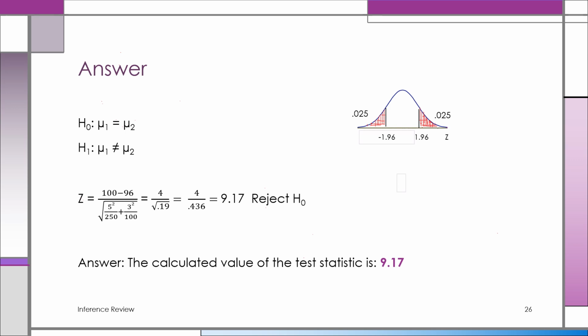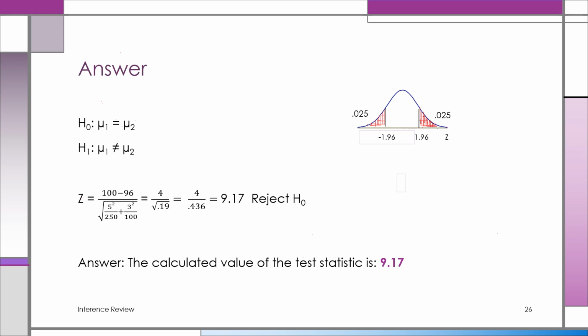There is a difference. We use the two-sample z-test formula with large samples, right? So it's 100 minus 96 over the square root of 5 squared over 250 plus 3 squared over 100. It works out to 4 over the square root of 0.19, 4 over 0.436. We get an incredibly high z-value of 9.17.